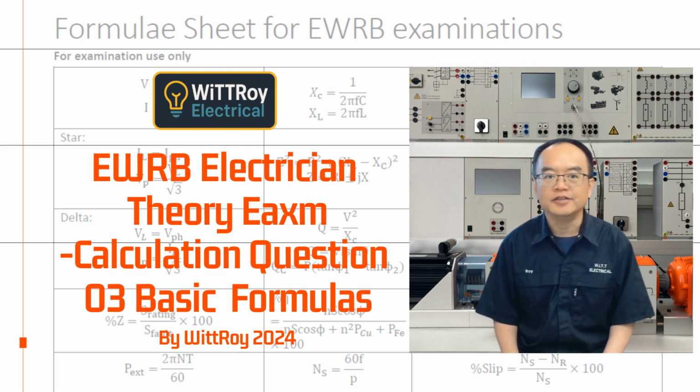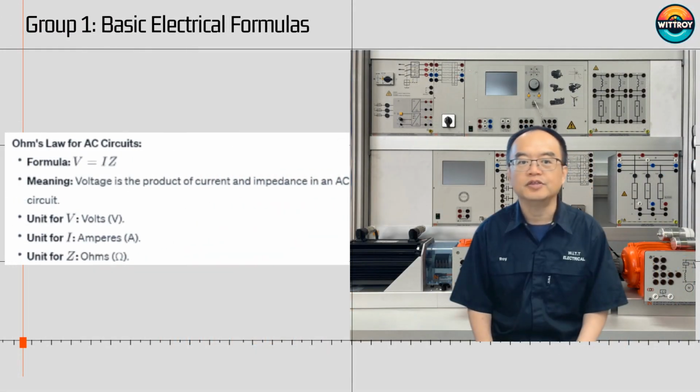Let's get started. First, let's look at the formula itself. The formula for AC Ohm's law in AC circuits is V equals I Z_A. This formula calculates the voltage as the product of current and impedance in an AC circuit. Now, let's break down each variable in this formula. V, voltage. The potential difference that drives current through the circuit. The unit for voltage is volts.